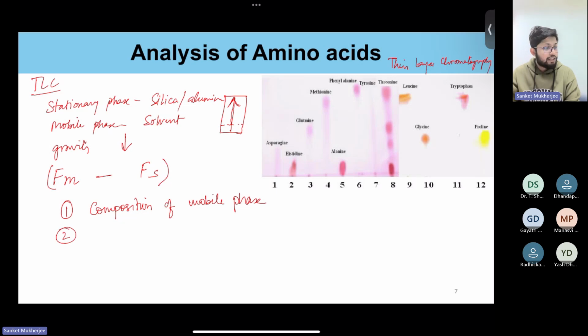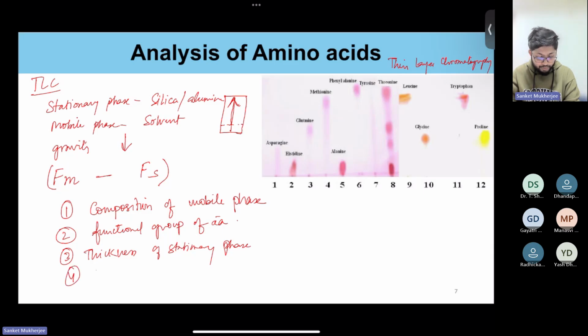Second would be the functional group, obviously, of the amino acid. Third would be the thickness of the stationary phase, which will determine how much resistive force is applied. And also the functional groups on the stationary phase.